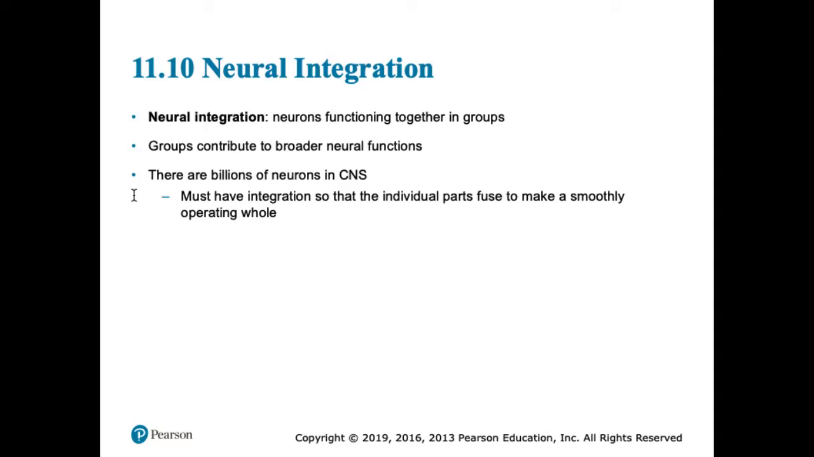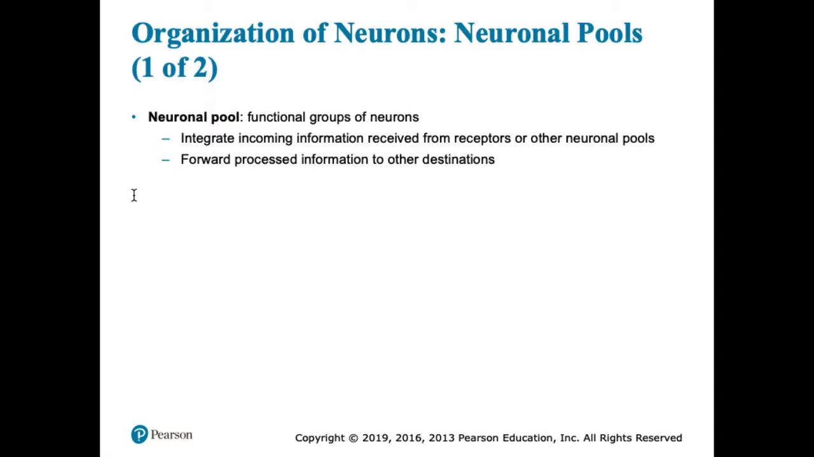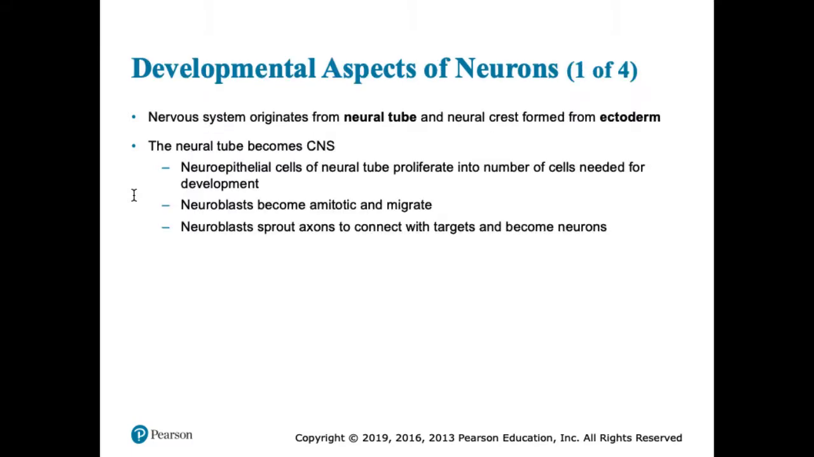Neural integration is where you have neurons functioning together in groups. So groups can contribute to broader neural functions. There are billions of neurons in the CNS, so there must be some kind of integration so that the individual parts can fuse to make a smoothly operating whole. And then we have the idea of the neuronal pool, which is a functional group of neurons. They integrate incoming information received from receptors, pool it together, and then forward process that information to other destinations.